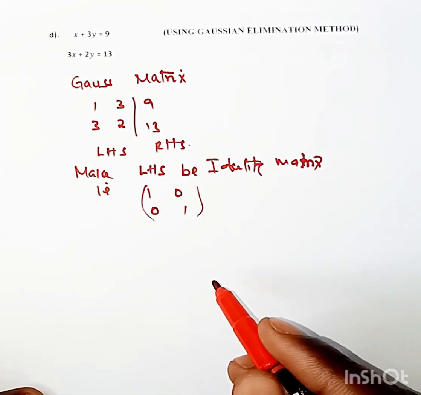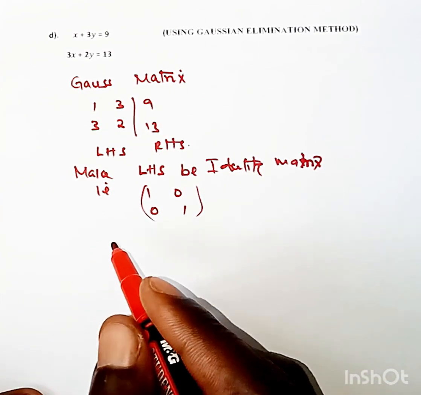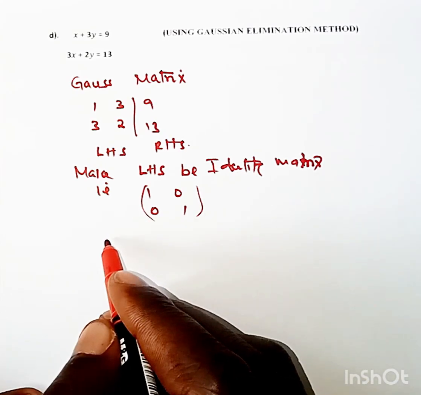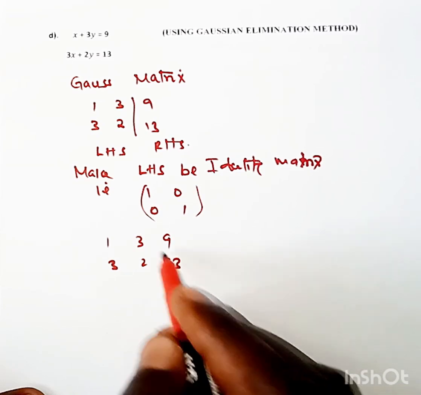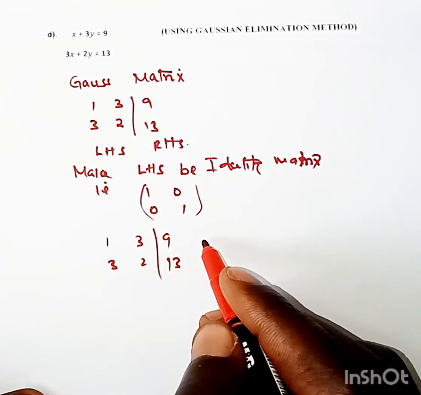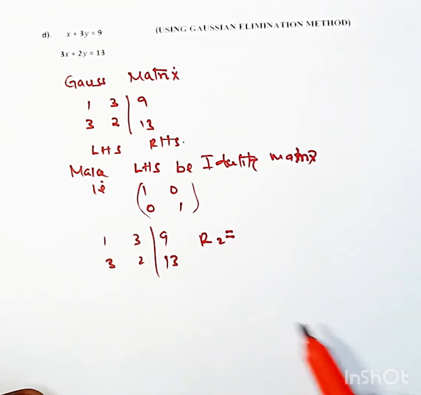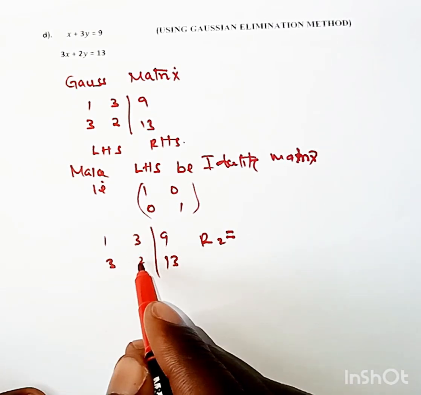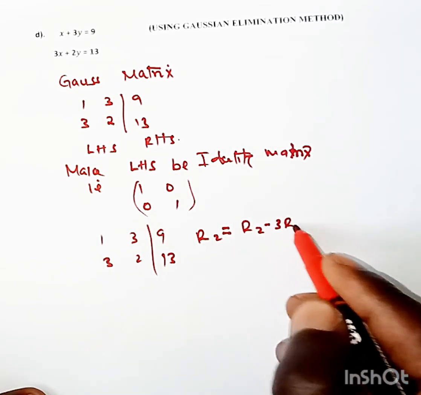So what do we need to carry out to ensure that on our left hand side we have an identity matrix? We will apply the operations for the rows, and that is for 1 3 9 3 2 13. We take the second row, we simply need to ensure that this is 1, this is 0, this is 0, and this is 1. So we take row 2 to be equal to row 2 minus 3 row 1.